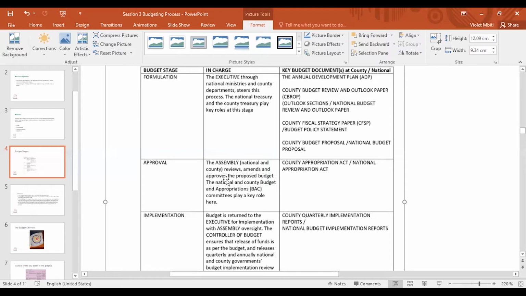So the citizen participates in the initial, the CIDP. They gave their input. And then now every year, they also participate in the annual development plan. They also participate even in the county fiscal strategy paper, and they also participate even in the county budget proposal estimate.